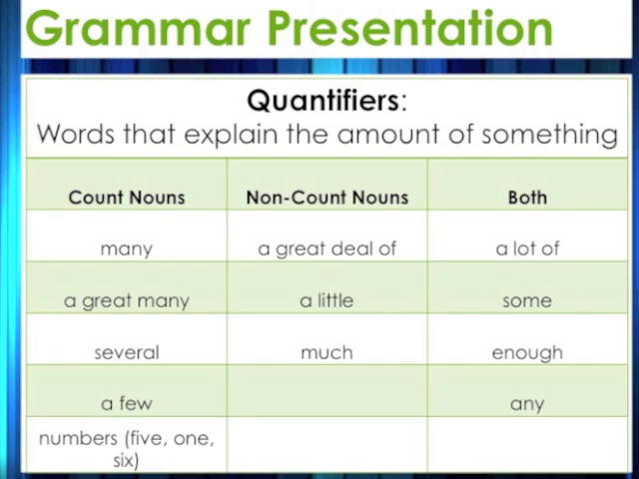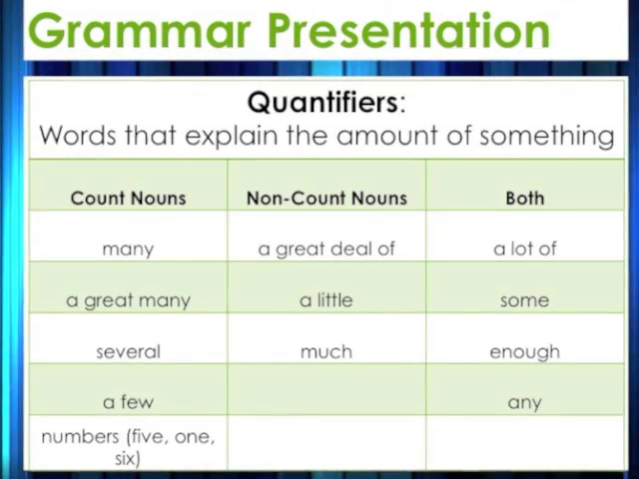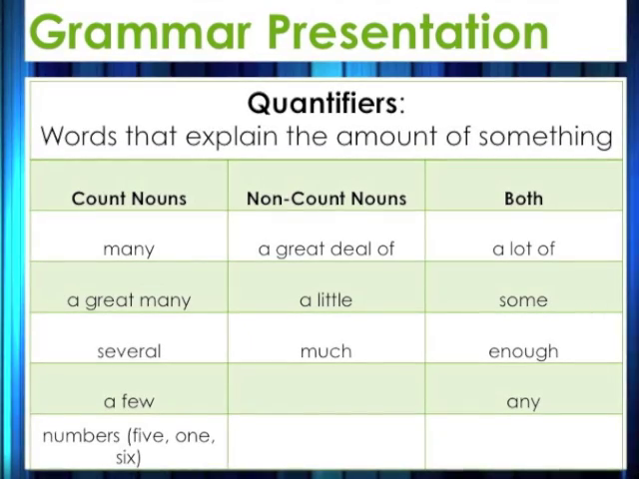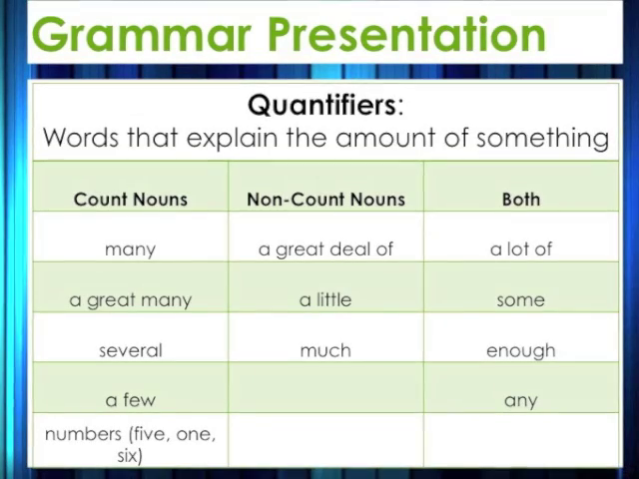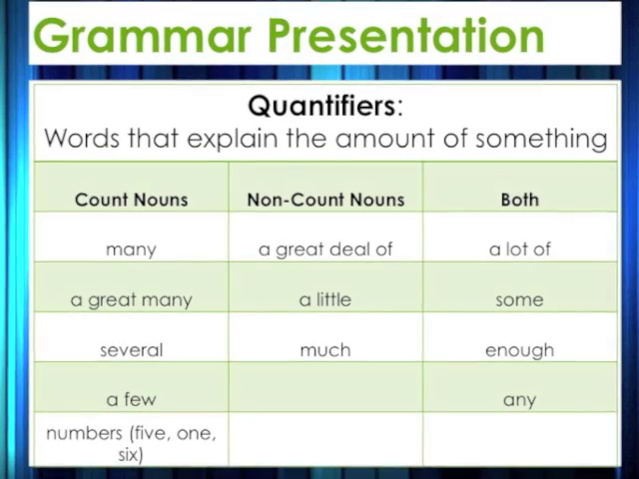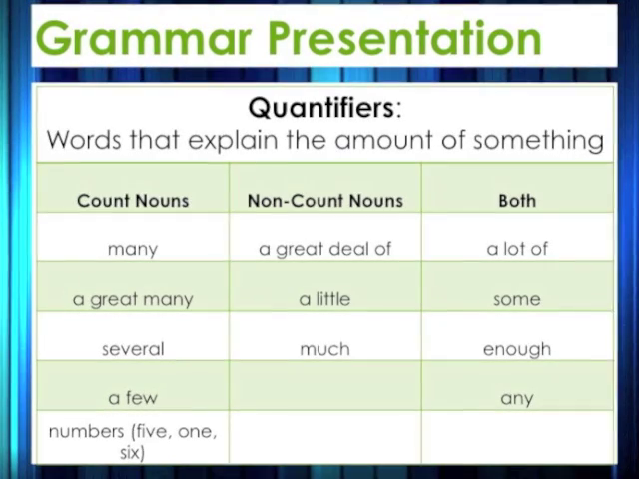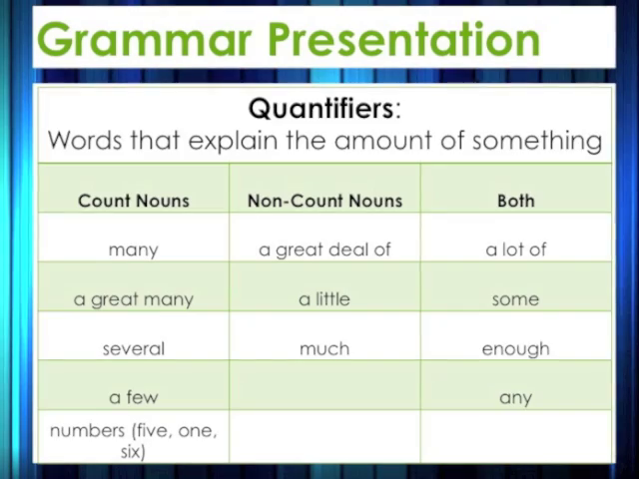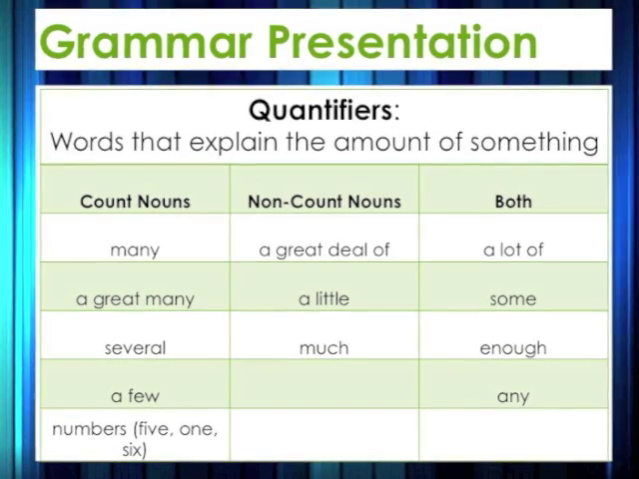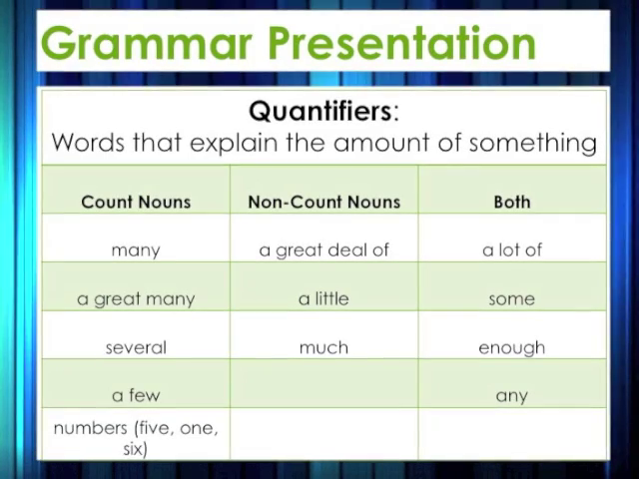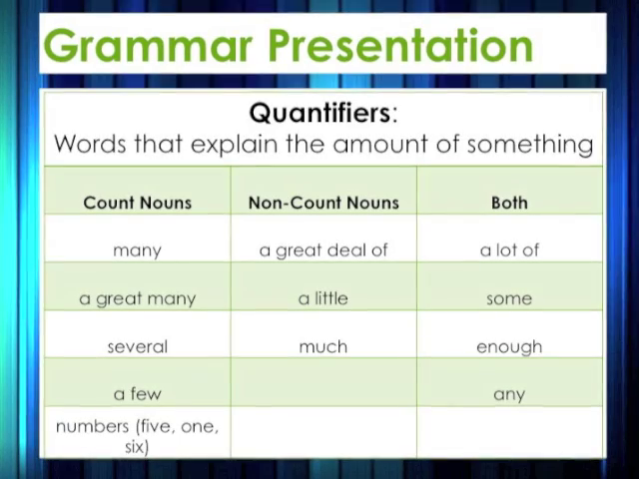Okay, so I have a chart for the quantifiers. These are words that explain the amount of something. For count nouns, you can use many, a great many, several, a few, and of course you can use numbers like 5, 1, 6. For non-count nouns, you would use a great deal of, a little, or much. For some quantifiers, you can use them with both count and non-count nouns. Quantifiers that fit into this category are words like a lot of, some, enough, and any.